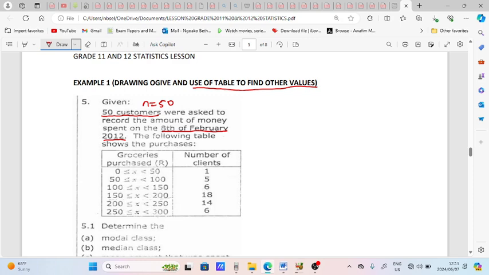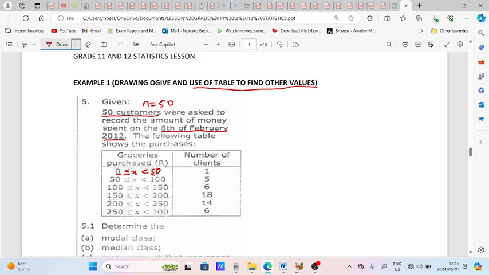So look at this. They are saying these are the groceries purchased. Now this is the number of clients. Can you see that? Now what does it mean? It means there is only one client who purchased a grocery that is between 0 and 50 rand. Can you understand the table? There is only one client who purchased a grocery that is between 0 and 50 rand. Can you see that? This is 50 here, but this is included. This will be x in that case.